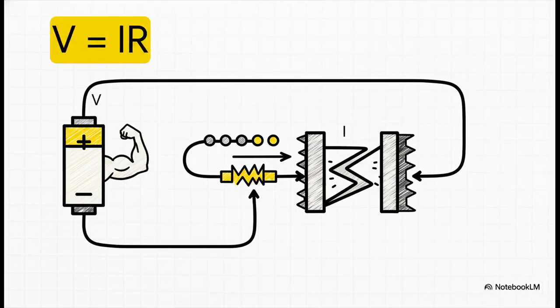And here it is, in all its simple glory. V equals I times R. This might be one of the most important equations in all of electronics. This little beauty means if you know any 2 of those things, voltage, current, or resistance, you can always figure out the third. It's an absolute game changer.